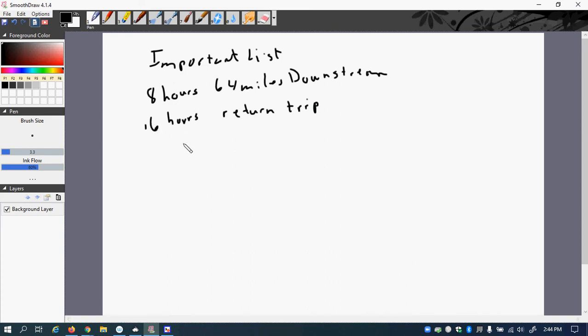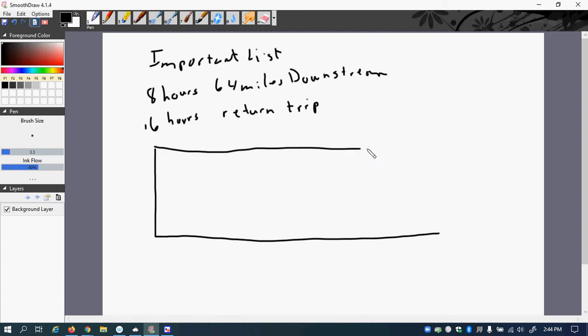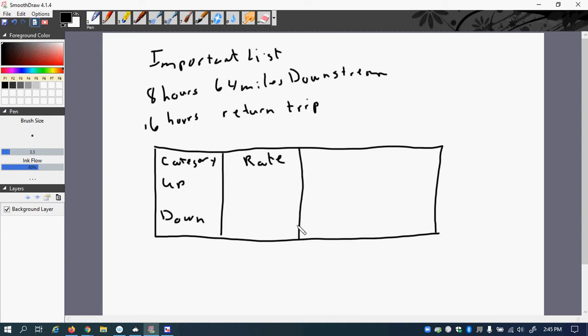Okay, so let's make a table, because I need to make sure everything is pretty clear in my head. I'm going to have a category, which I will call the stream, with up and down. And then I'm going to make a rate column, because I need to know a rate on this, and that's the part that most people don't think of.